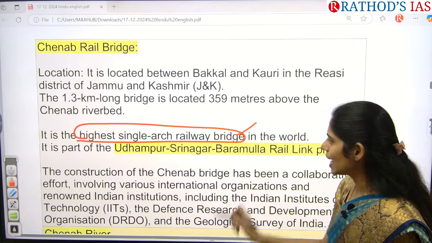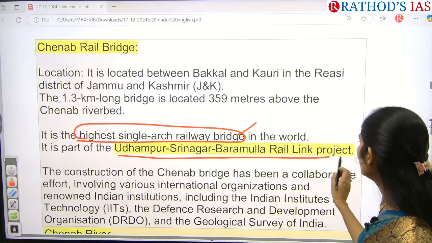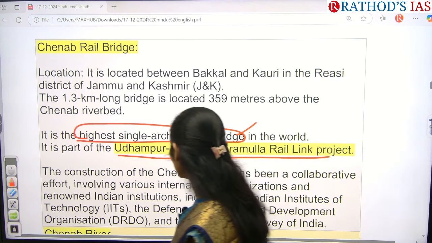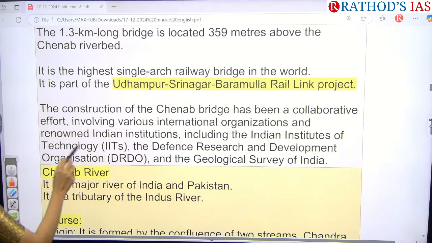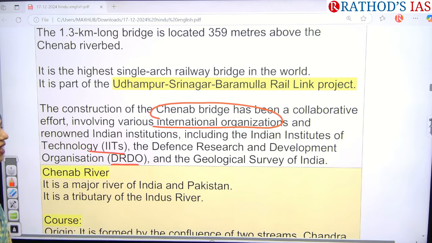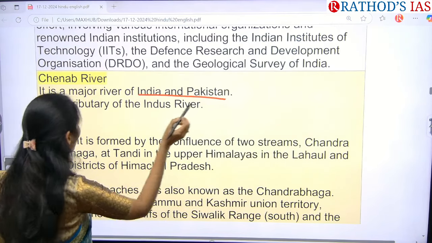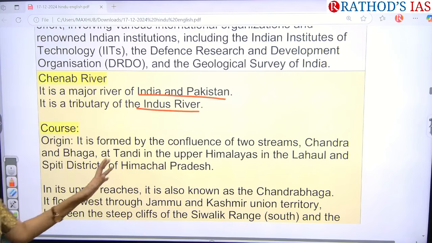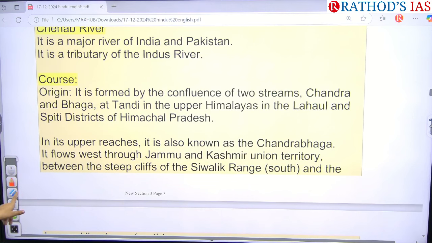You have to see that, and actually this rail bridge is part of the Udhampur Srinagar Baramulla rail link project. The construction of this Chenab bridge has been a collaborative effort. Many organizations have been involved, for example IITs, DRDO and the Geological Survey of India. So see some facts regarding this Chenab river. It is a major river of India and Pakistan, and this Chenab is a tributary of river Indus, and it is formed by the confluence of two streams. First one is Chandra and second one is Bhaga.